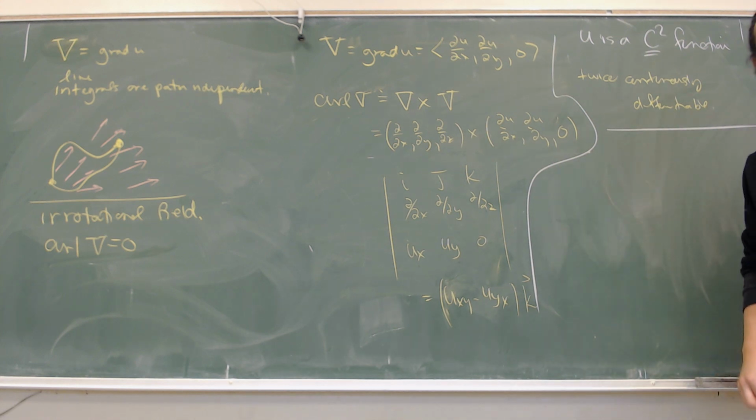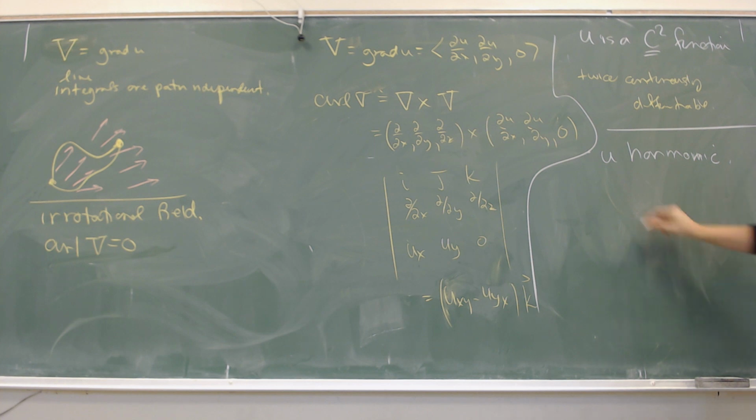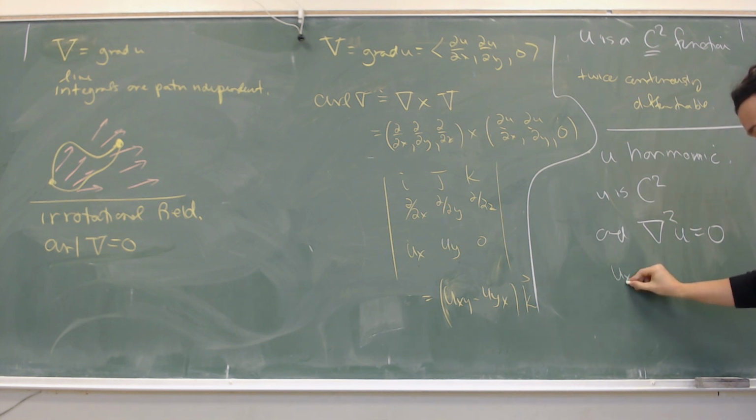So the Laplacian is equal to 0. If I say u is harmonic, I mean u is C2 and the Laplacian is equal to 0. What is the Laplacian? Like, what actually is it? We wrote down at some point u_xx plus u_yy is equal to 0, but what is it as a vector field computation?